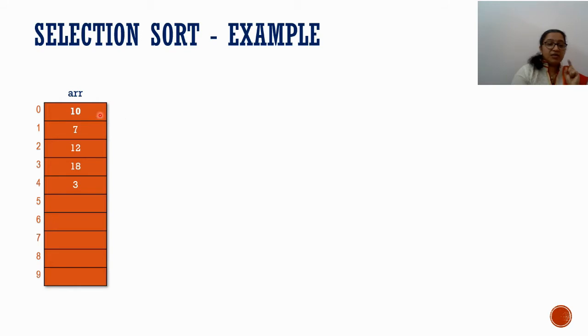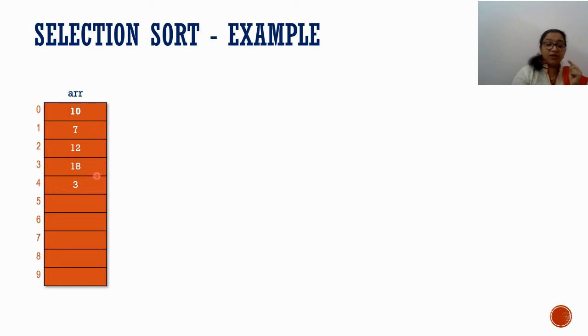So here the logic is, first we find the smallest element. From here onwards we check which one is the lowest element. The lowest element here is 3. So we got the smallest element. Now we want to shift this 3 to the 0th position. Then that 10 goes to the 4th position. So that is pass 1.